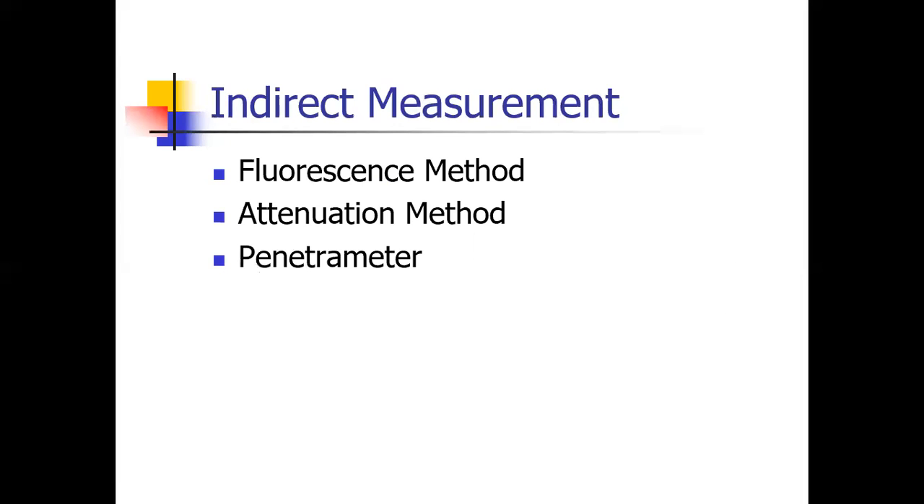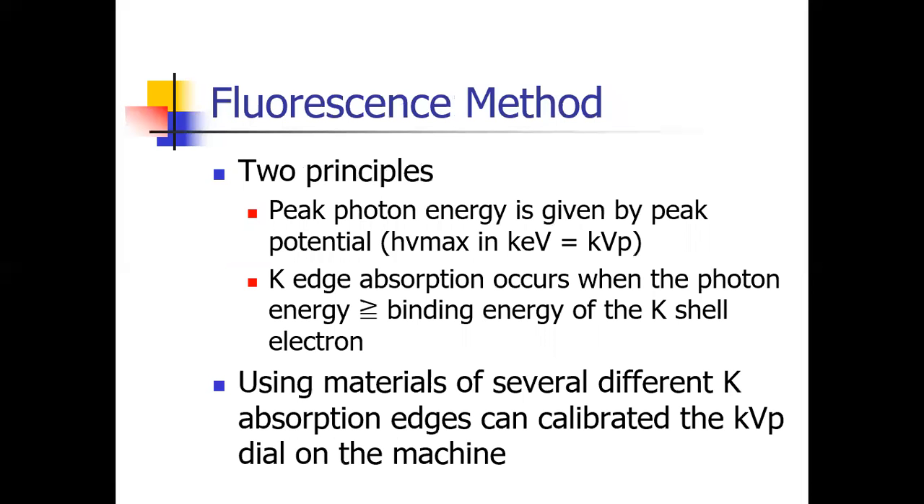You've got the fluorescence method, the attenuation method, and the penetrameter. For the fluorescence method, you have two different principles. Peak photon energy is given by peak potential. The K-edge absorption occurs when the photon energy is greater than or equal to the binding energy of the K-shell electron. Using materials of several different K-absorption edges can calibrate the kVp dial on the machine.